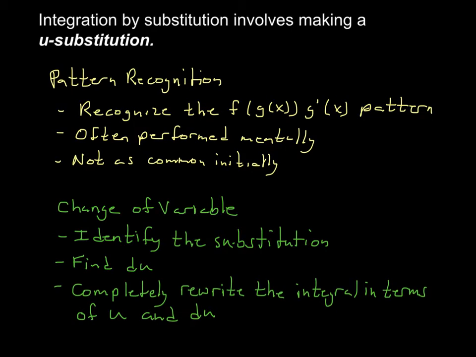And that's the other one. With the change of variable, we identify what the substitution is, identify du, and we completely rewrite the integral in terms of u and du. So when I look at the problem, I'm not going to see an x anywhere if I'm doing a change of variable.